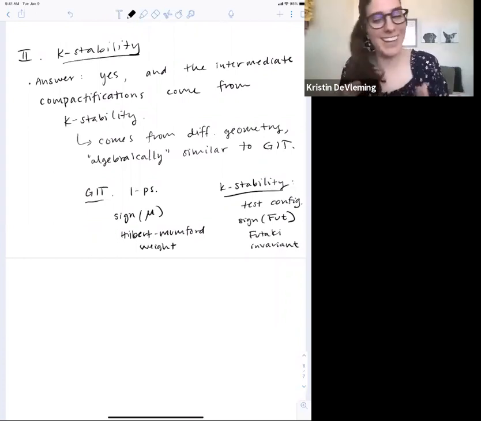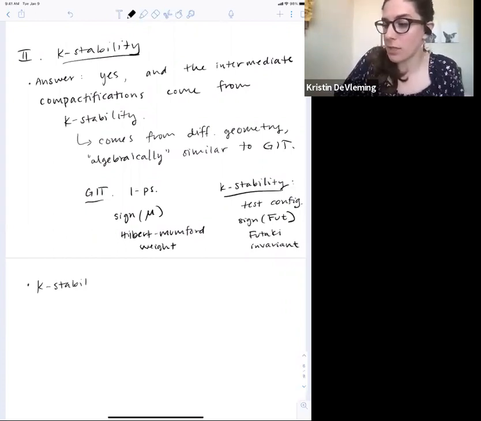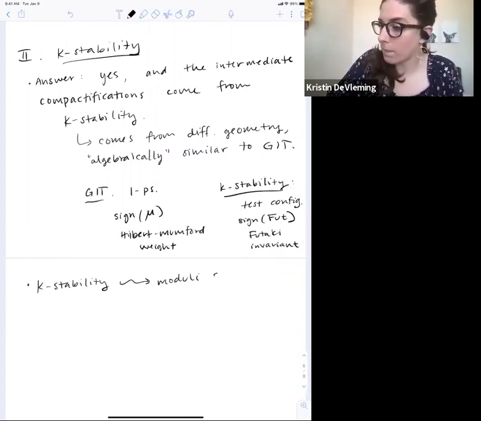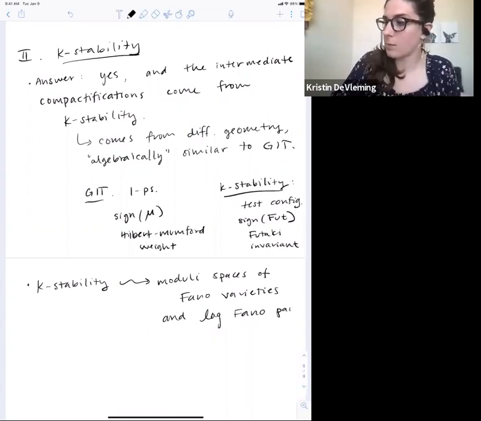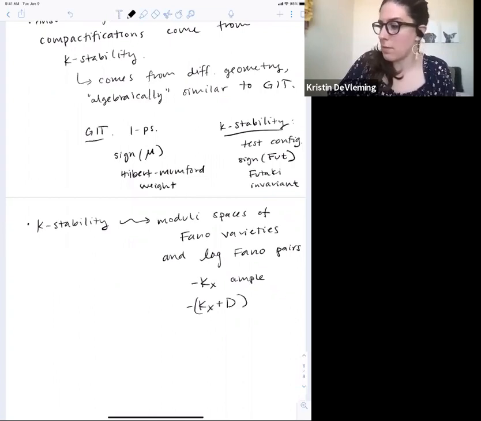Why would one think to look at K-stability for anything to do with this question? Recently, there's been a lot of work understanding K-stability and how it gives rise to moduli spaces of Fano varieties and log Fano pairs. So a Fano variety is a variety where minus K_X is ample, and a log Fano pair is where minus K_X plus D is ample.